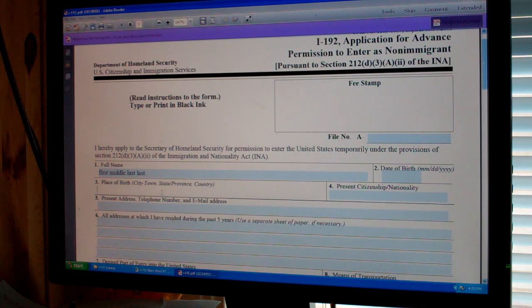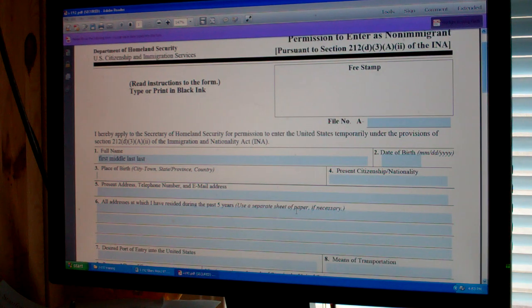Their place of birth you'll be getting from their birth certificate. It's three things. The actual location of where they were born, their city or town, and the state or province, say Apatzingan, Michoacan, Mexico. Their present citizenship or nationality is generally going to be where they were born. Their present address should be the same that you have on their I-918 form and also in Abacus.